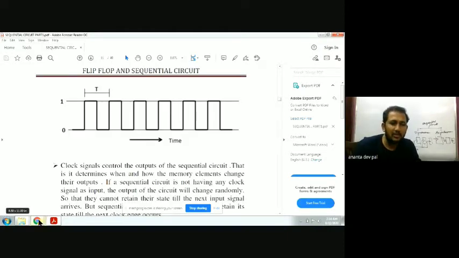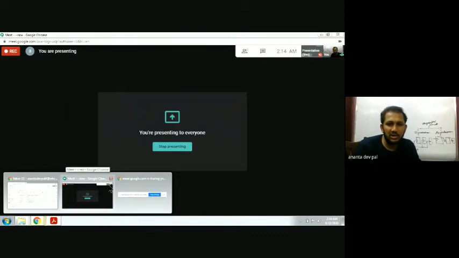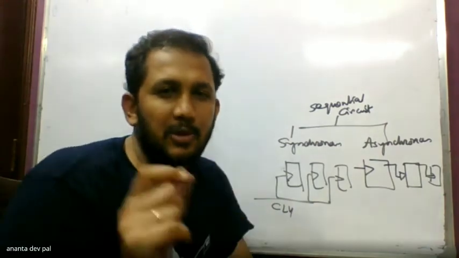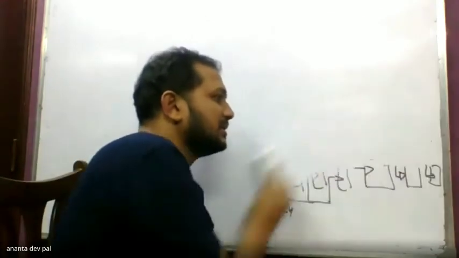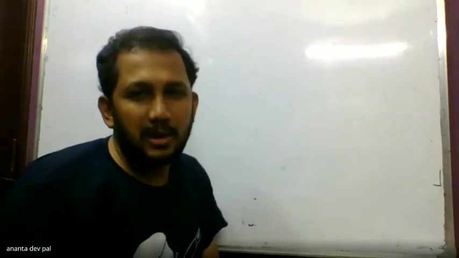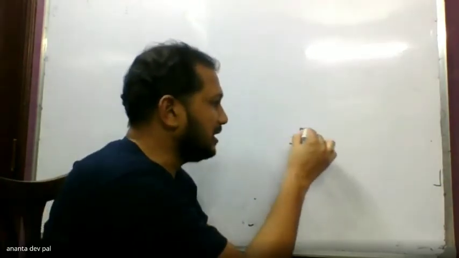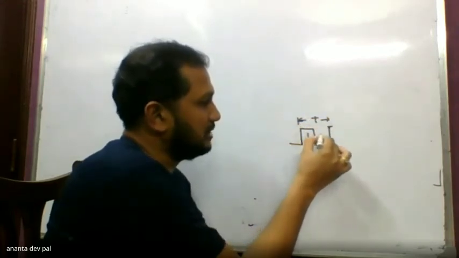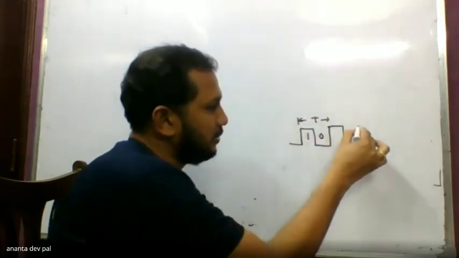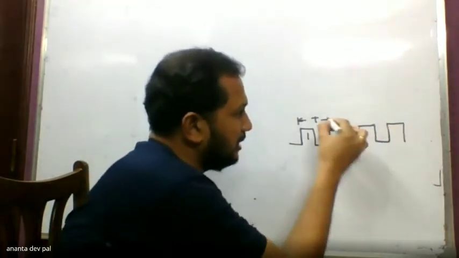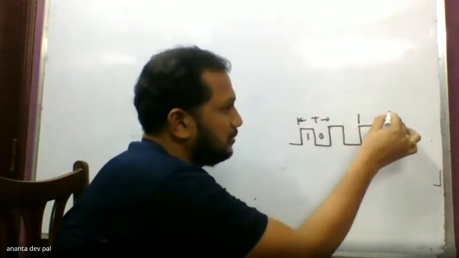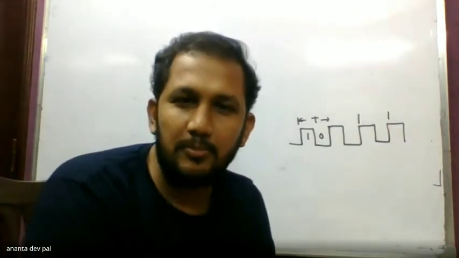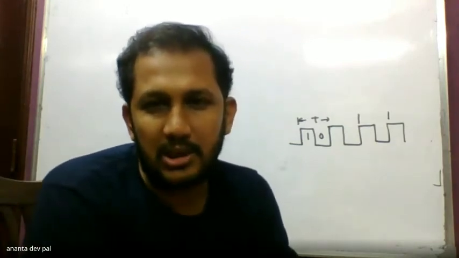Let us consider the board. So what is a clock? This clock consists of 0 and 1. So this is one clock cycle. This is 1, this is 0. Then this is another clock cycle. This is clock cycle 1, this is clock cycle 2, this is clock cycle 3, and so on. Clock plays a vital role in flip-flops, registers and counter devices.